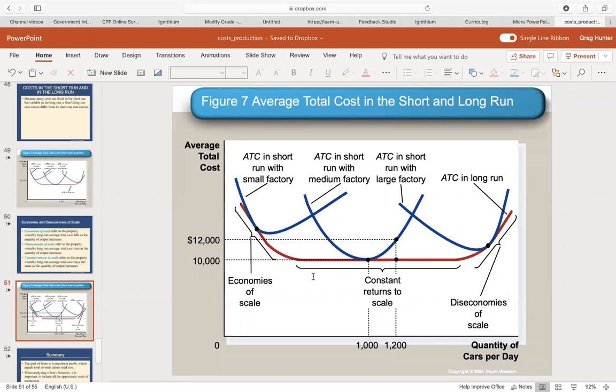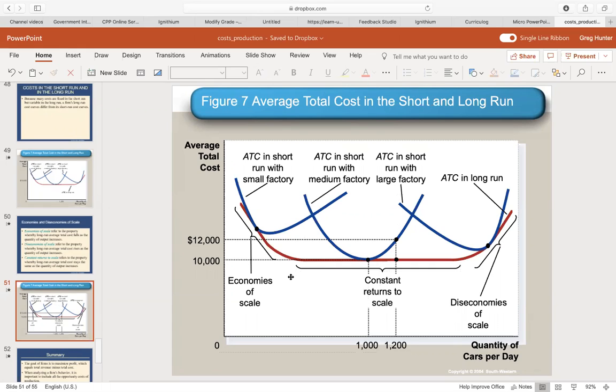I have 100 workers that work in specific ways in a factory of 10,000 square feet, and I produce 500 units a day. And I can just replicate that by building exactly the same type of factory, hiring the exact same type of workers, using the same types of inputs, and I can just replicate it and do it again and again, and I can expand my output, and I won't drive up my average total cost because I'm just replicating things. Yeah, you're just doing the exact same thing.